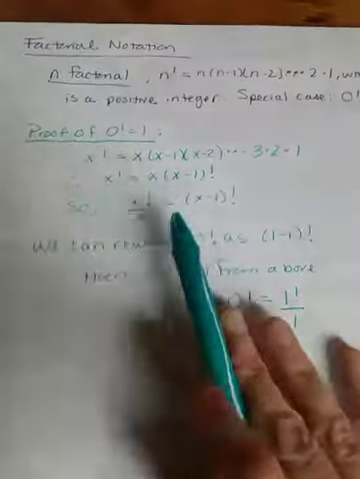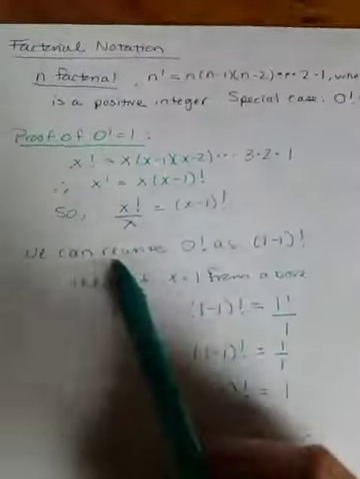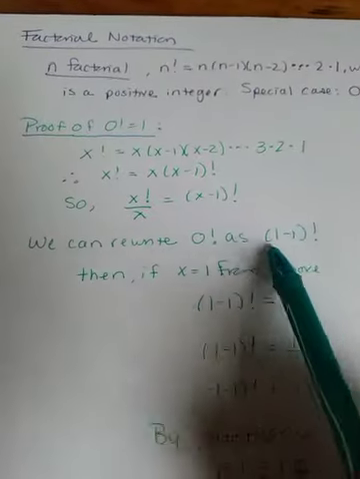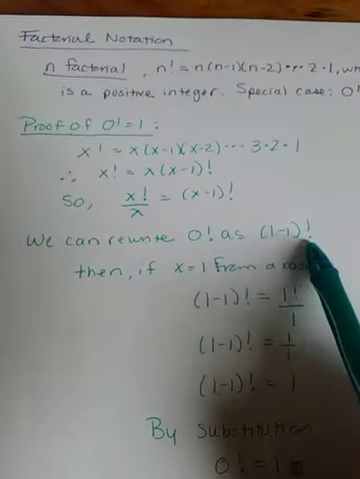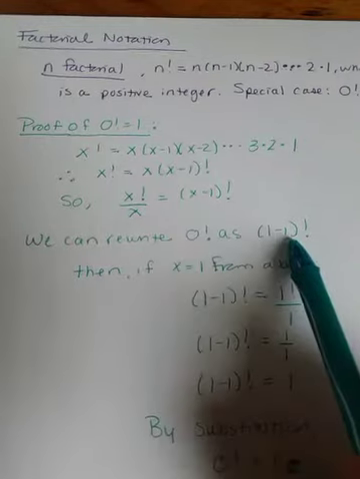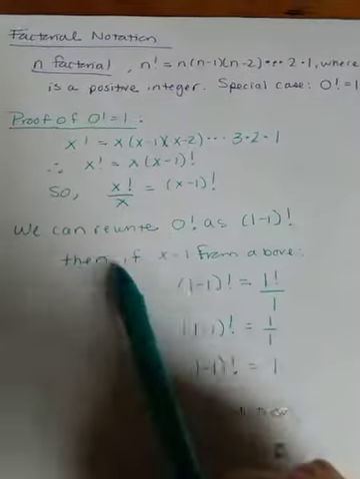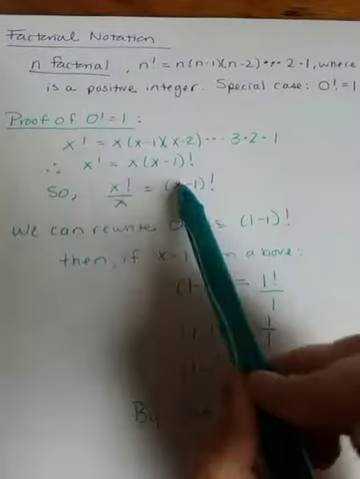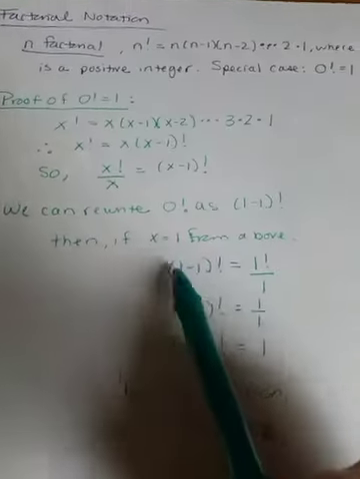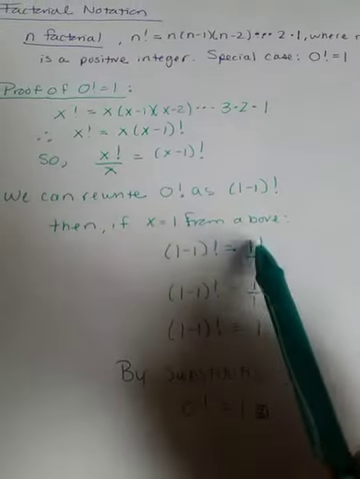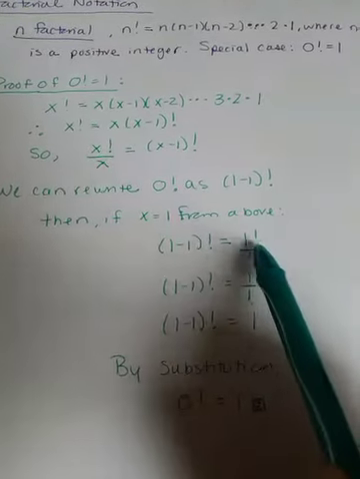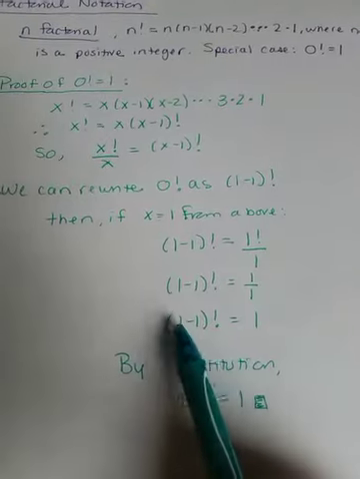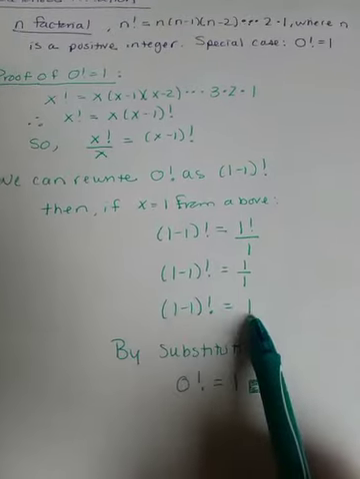Maybe you don't understand why I'd want to write it that way, but hopefully you at least agree with me. So remember, it's a little proof on 0 factorial, so keep this in mind, we're going to come back to that. We can rewrite 0 factorial as (1 minus 1) factorial, right? Because 1 minus 1 is 0. That's all true. So if we let x equal 1 from above, putting 1 in for x, I would have quantity (1 minus 1) factorial equals 1 factorial over 1. Well, 1 factorial is just 1, and 1 divided by 1 is 1. So that means (1 minus 1) factorial is 1.